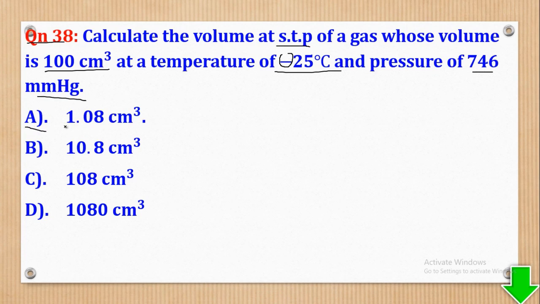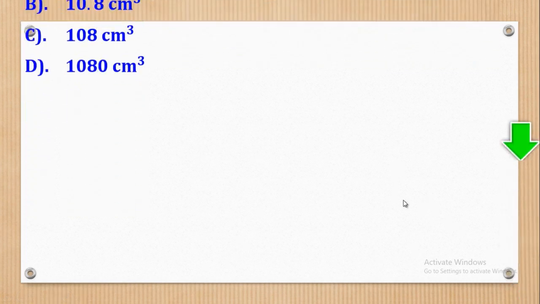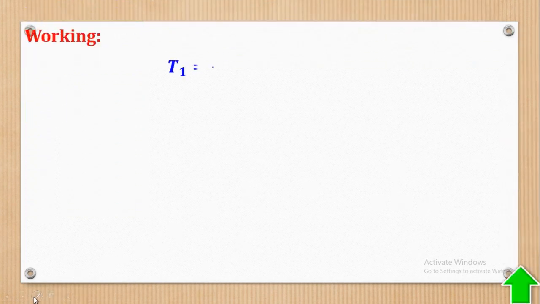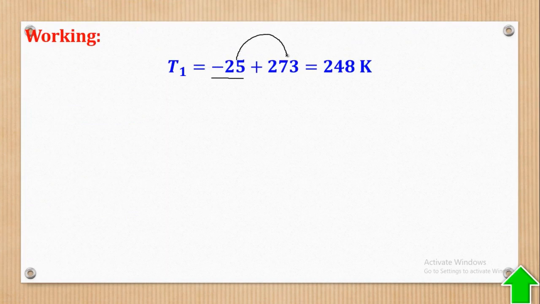Option A is 1.08 centimeters cubed. Option B, 10.8 centimeters cubed. Option C, 108 centimeters cubed. And option D, 1080 centimeters cubed. So we need to do some calculations to come up with the correct option. Before you use the gas law equations, you have to first change the temperature to Kelvin. So negative 25 degrees Celsius to Kelvin is got by adding 273 to come up with 248 Kelvin.